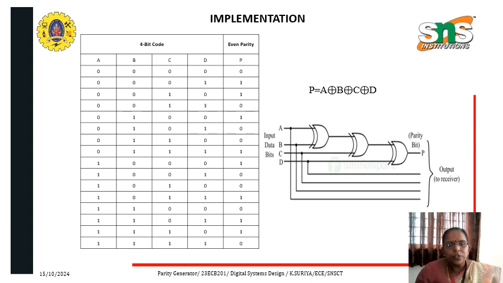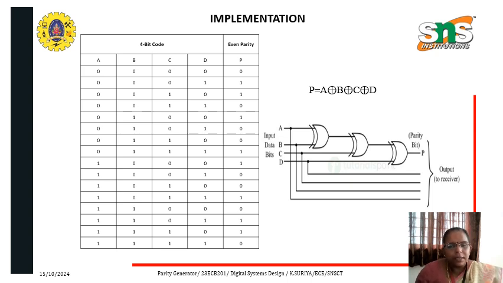So this is the truth table for even parity generator. When we consider the first one, 0, 0, 0, 0, we are having no ones. So when we put a 1 here in the parity bit P, it will become an odd number of 1s. Since we are designing an even parity generator, we need to add only a 0 here.